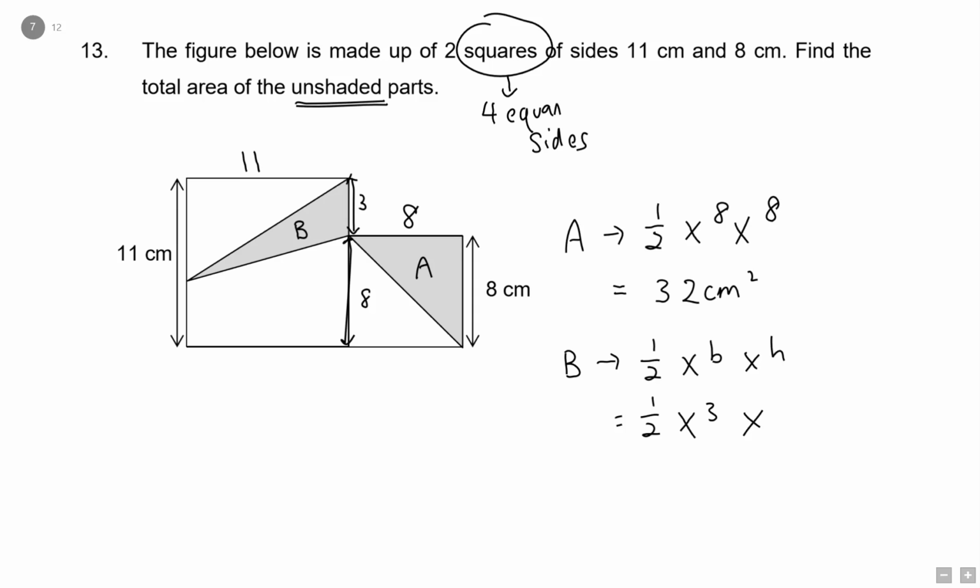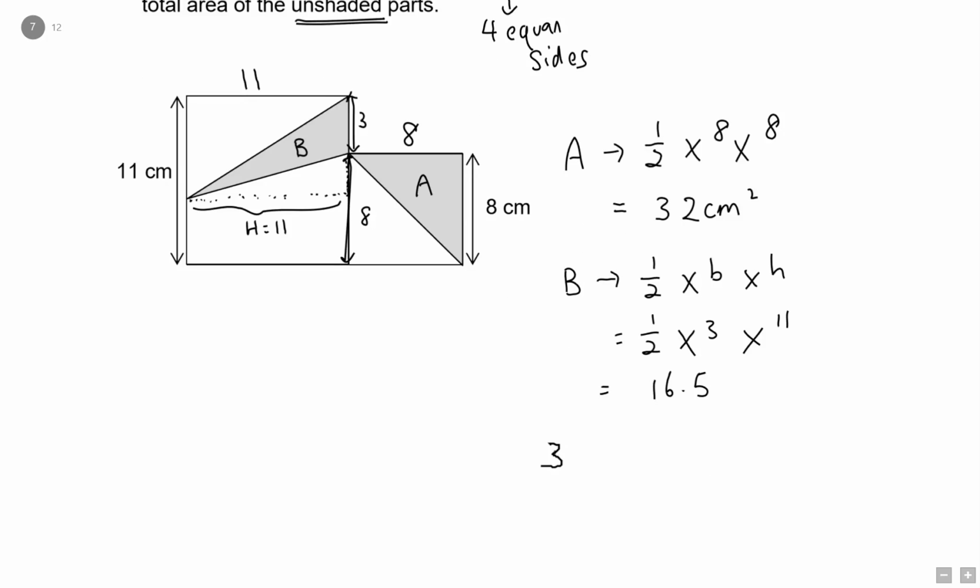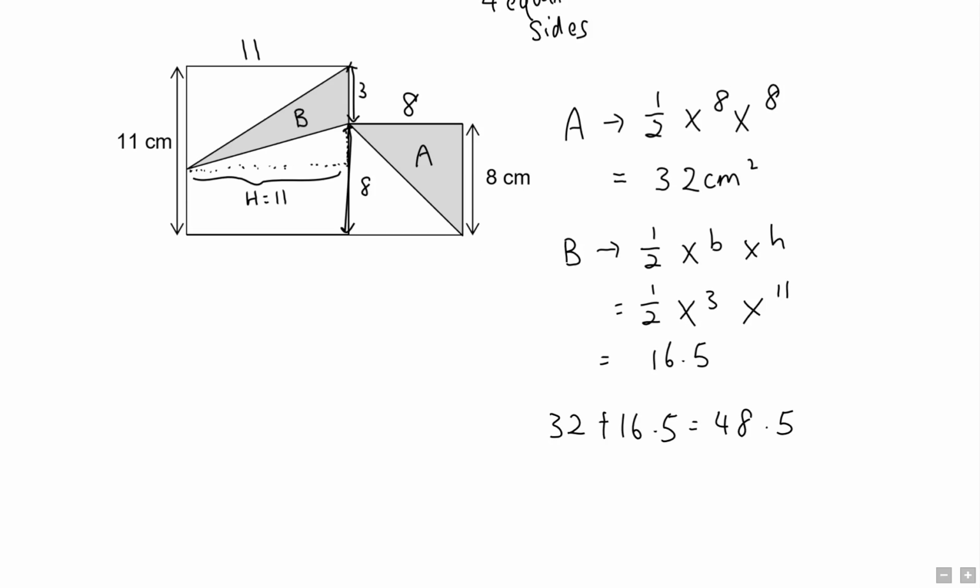What about the height? Remember, to find the height, you need to be standing on the ground and then facing upright all the way to the highest point, which means that this is the height, and the height is 11. With a calculator, when you press, you will have 16.5. Now, what is A plus B, the shaded part? 32 plus 16.5 gives you 48.5. Alright, now you want to find the unshaded, so you want to find the whole figure, including the shaded. Then you take away the shaded part, which is 48.5.